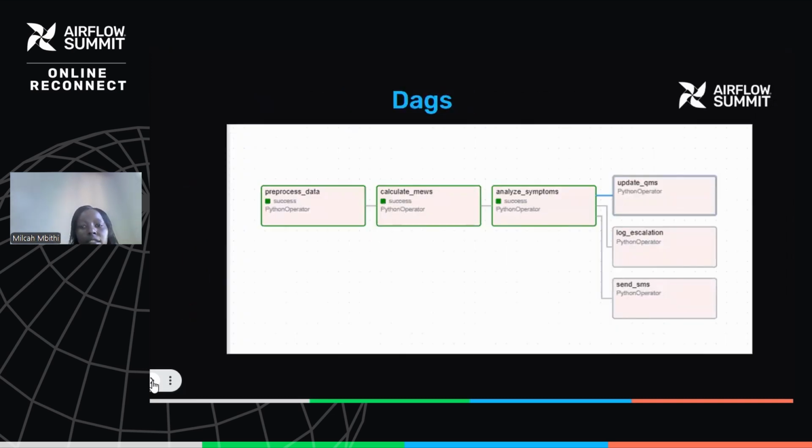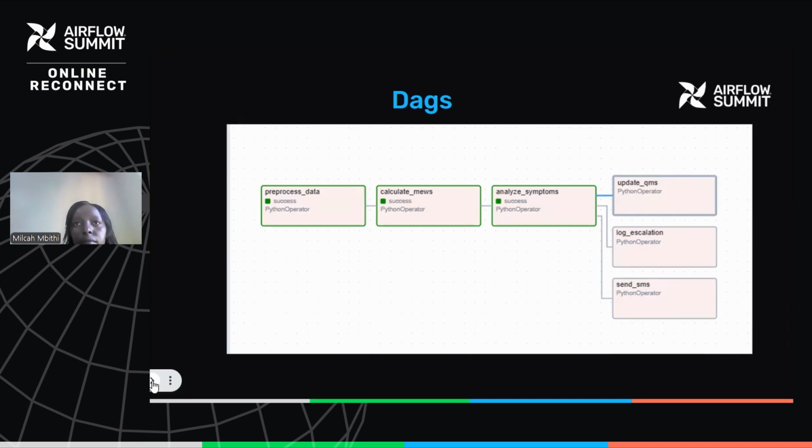Let's look at the DAGs which I built. Here is actually how the magic works. Our DAG starts with the preprocess data task, which is basically the cleaning up of the data to make it ready to move to the next stage. Next is the calculate MEWS score, based on the patient's vitals to see the patient that needs some urgent assistance.